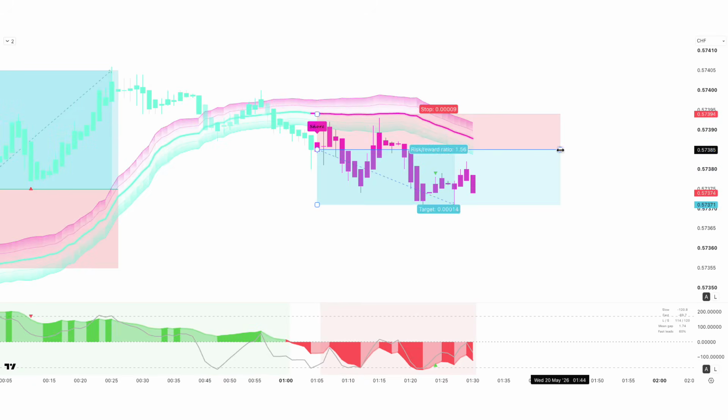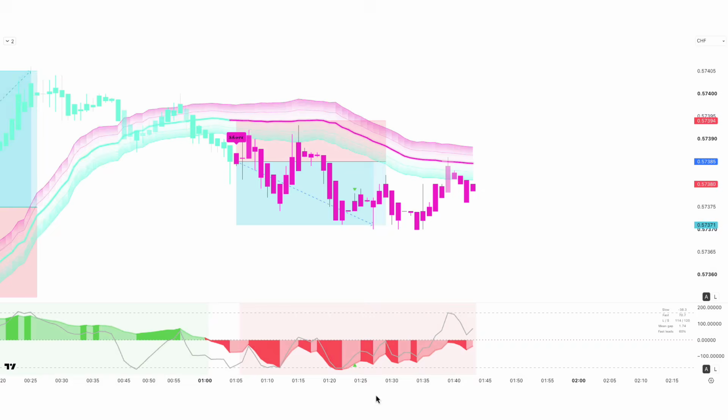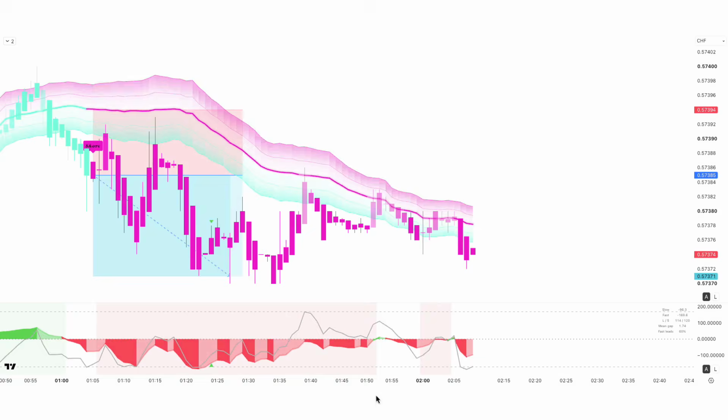The market has completely hit the target. I hope you liked this trading setup and strategy. If not, then it doesn't matter. We are going to see examples of some trades.